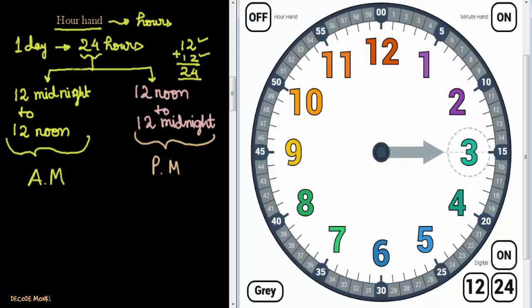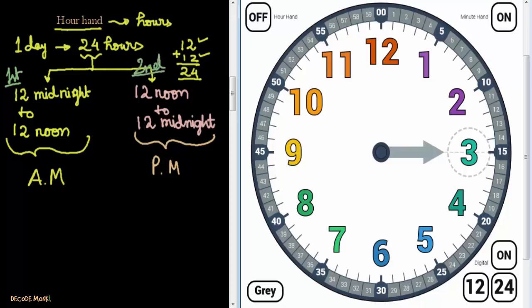So one day is divided into 12 hours. 12 midnight to 12 noon represents the first 12 hours, and 12 noon to 12 midnight represents the second 12 hours, and 12 hours makes 24 hours.